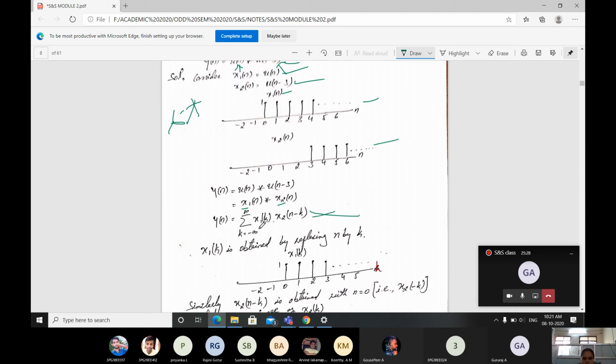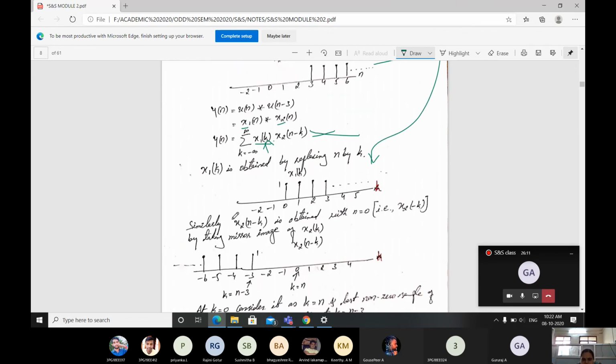Then first we will draw x1 of k. How to get this x1 of k? We have x1 of n. If I replace n with k, x1 of k is obtained. So instead of x1 of n, it changes to x1 of k, and on the time axis, instead of n, it is going to be k. Then the signal remains as it is. Draw the same signal here.